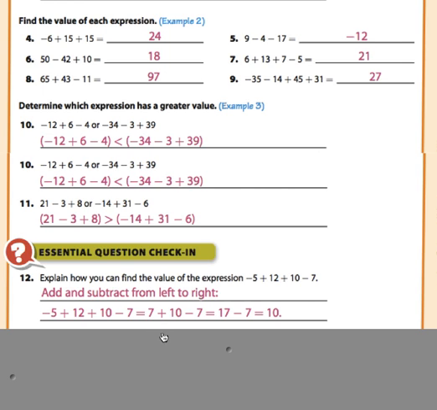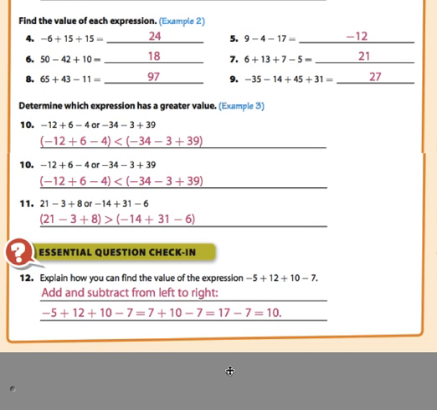7 plus 10 minus 7 equals 17 minus 7 equals 10. All right, sorry for that little bit of an interruption for number 12.